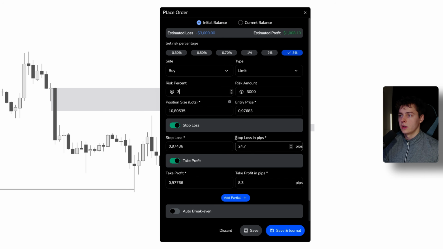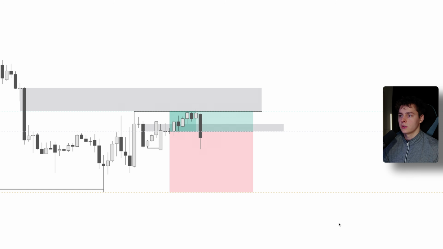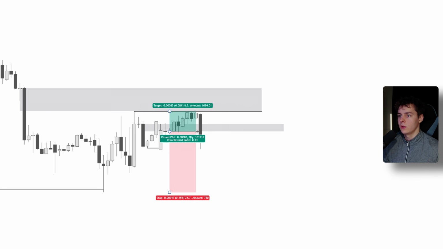Now, since the win rate of this entire strategy is so high, I am going to risk 3% on every single trade. Don't even try to risk 1% on every single trade because it's simply not worth it. The win rate of this strategy is so high that you're not going to lose 10 times in a row. So as you can see, that is the first trade that we have taken, and it's a win.